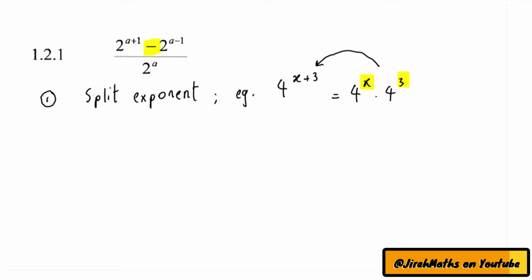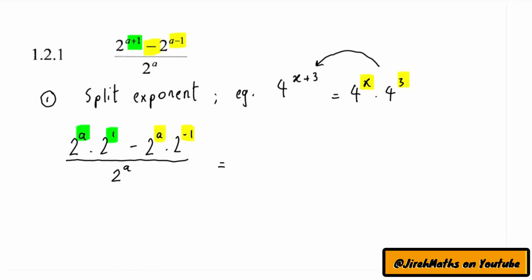In the question above, we have 2 to the a plus 1. So that's going to split into 2 to the a times 2 to the 1 minus 2 to the a times 2 to the minus 1. So the a minus 1 split into a and minus 1, and the a plus 1 split into a and plus 1. I didn't write the plus because it's still positive. All over, the denominator does not need to be split up because it's simply 2 to the a.